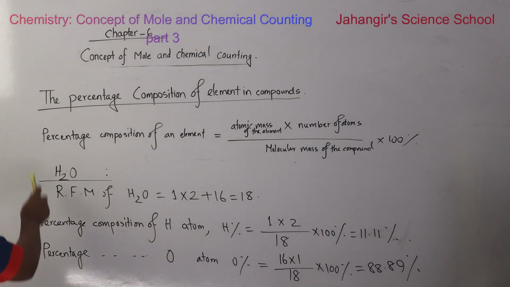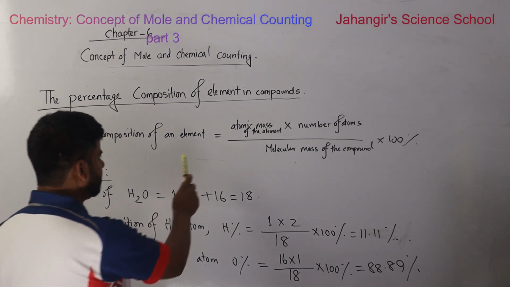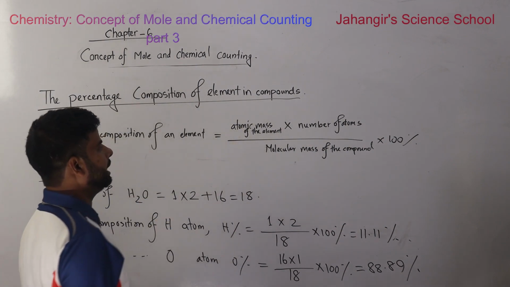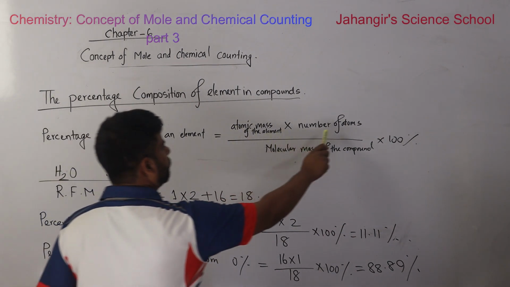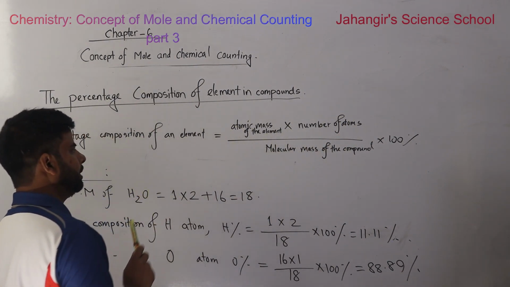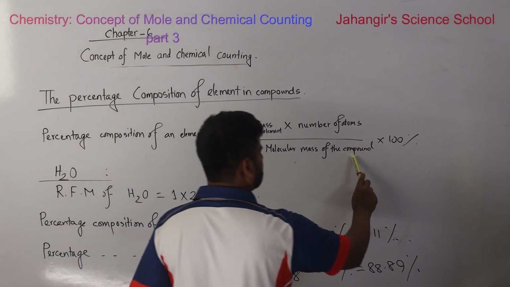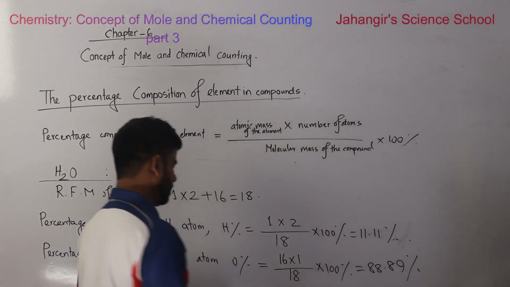So remember, the percentage composition of an element equals the atomic mass of the element times the number of atoms of that element, divided by the molecular mass of the compound, times 100%.